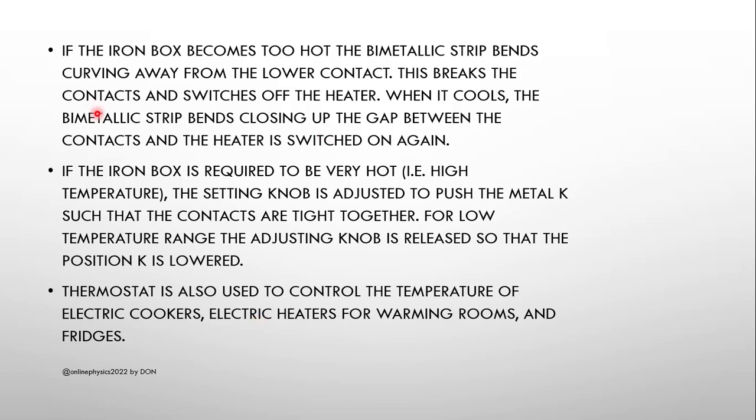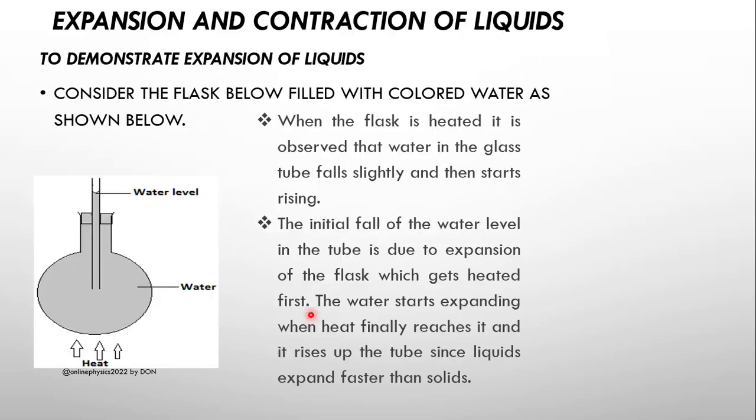So we have looked at the iron box, which has that thermostat. Then we have this one for the rooms, electric cookers, electric heaters, and for warming rooms and fridges. They all apply that concept of bimetallic strips under the thermostat.